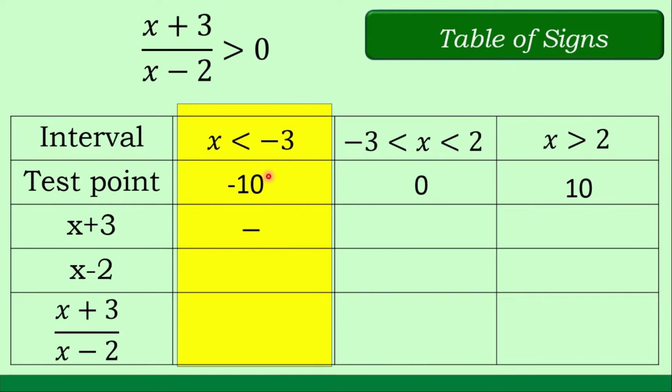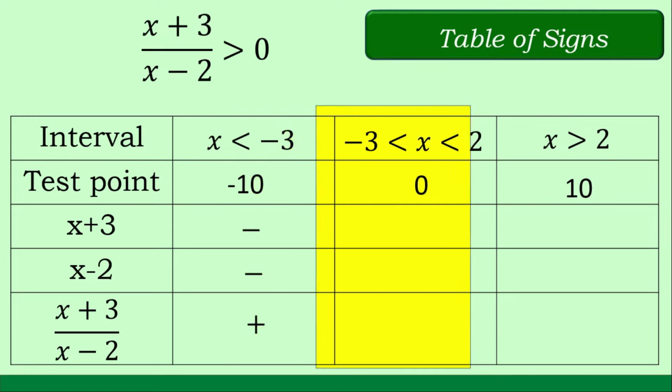Now next, how about -10 minus 2 here in the denominator? Again, that's -10 minus 2. That will give us a negative answer. And for the last part, the whole rational expression, no need for you to substitute the test point. What you need to do is just to divide the signs of the numerator and the denominator. Negative divided by negative will lead to a positive answer. So that's it. So you have positive for this rational expression. Let's proceed to the next column.